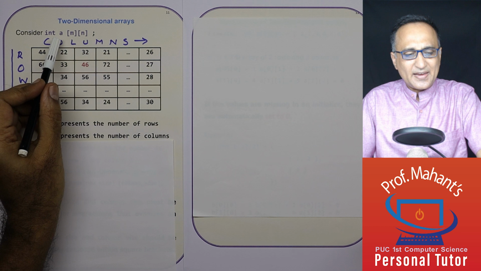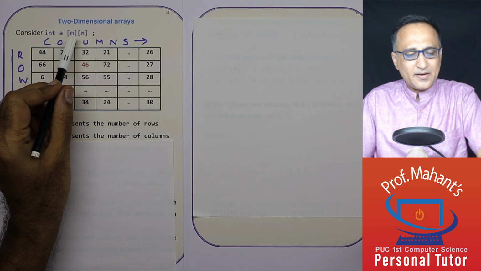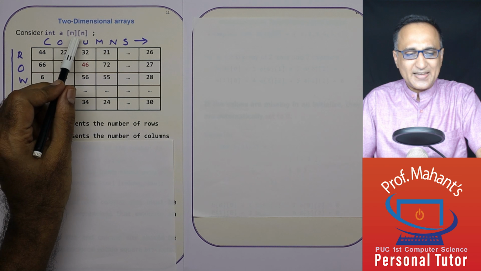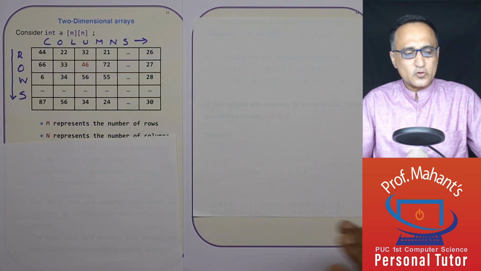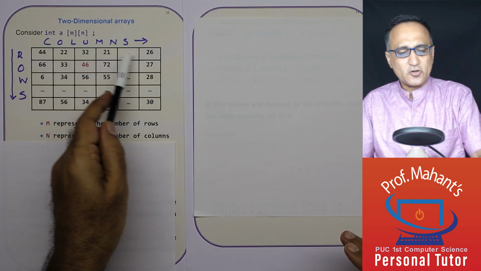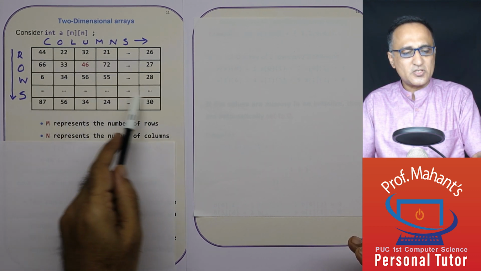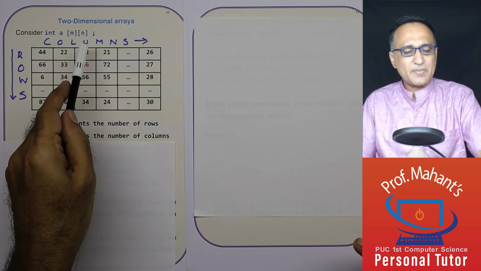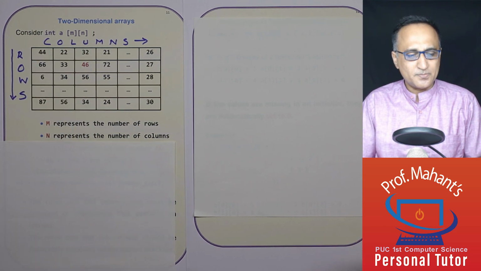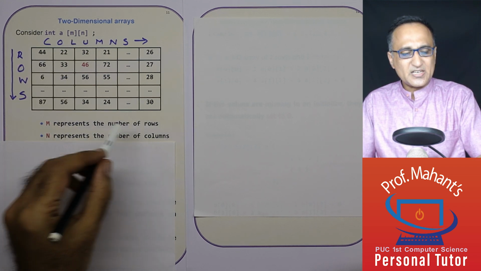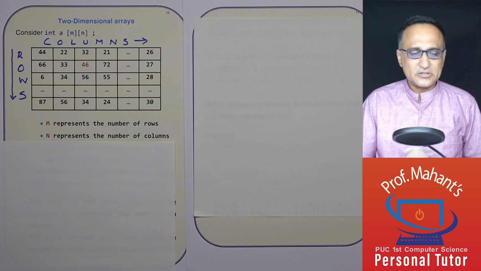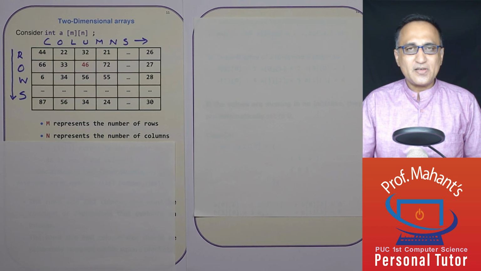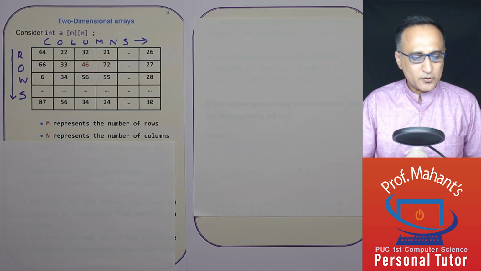Suppose I declare an integer array A and I specify m and n. M specifies the number of rows and n specifies the number of columns. So anything that moves across horizontally is your rows, and vertically as we keep coming down from top to bottom, that represents your column. Now in this case, m represents the number of rows and n represents the number of columns. So if I say m is equal to 5 and n is equal to 5, that means it's a two-dimensional matrix having 5 rows and 5 columns. So totally it can store 5 into 5, it can store 25 integer values.